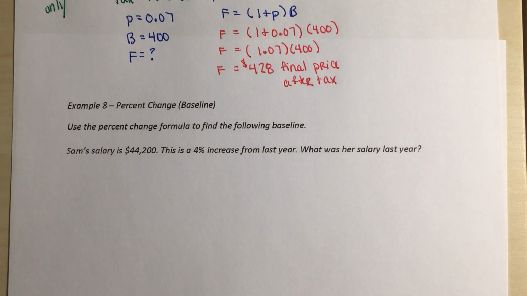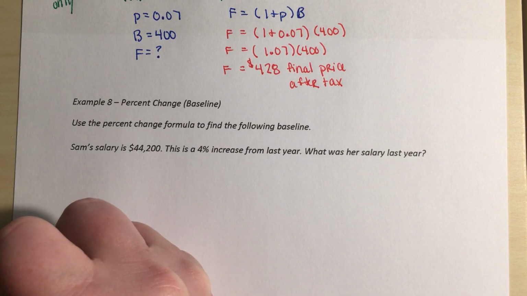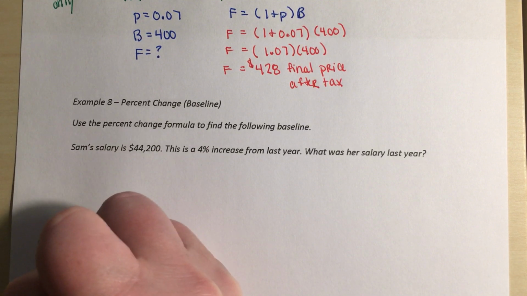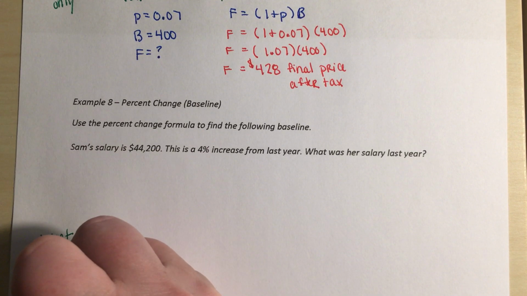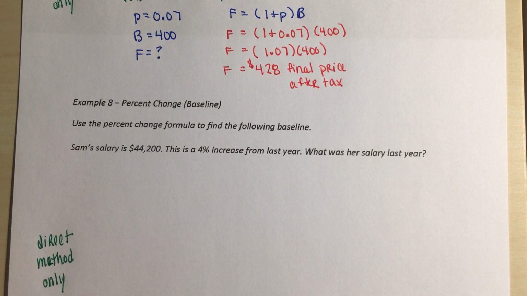All right, then we're going to finish this off with one last example. We're going to look at a baseline formula. Again, in this case, we are going to use just the direct method only. Again, however, there are different ways to work through this problem, like using a percent change formula. Sam's salary is $44,200. This is a 4% increase from last year. What was her salary last year?